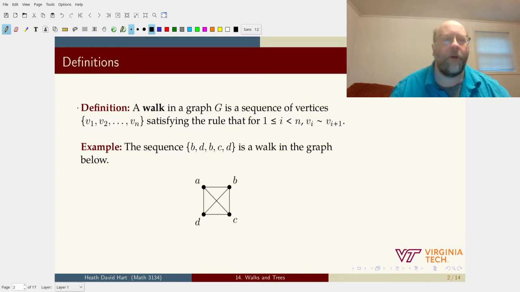We've seen this definition before, but I want to start with it again. A walk in a graph is a sequence of vertices that satisfies the rule that every pair of consecutive vertices has an edge between them. So the vertex i and the vertex i plus 1 are adjacent. We're allowed to repeat vertices in a walk. That's okay, it's just a funny walk. So B to D, then back to B, then down to C, and then over to D. That's a walk. In this case it repeats an edge, goes from B to D, back to B, and then around to D again, but this time going by C. But that's a walk in the graph.